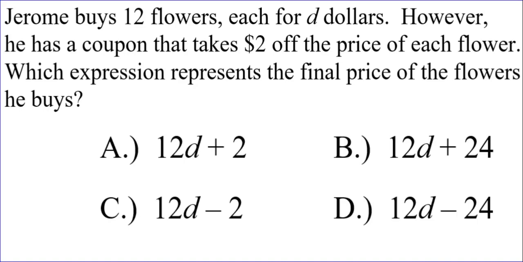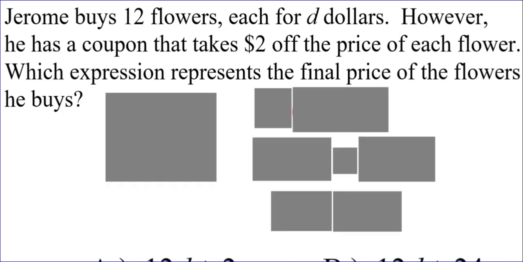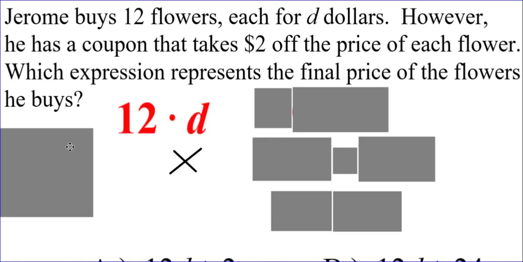Jerome buys 12 flowers, each for D dollars. However, he has a coupon that takes $2 off the price of each flower. Which expression represents the final price of the flowers he buys? Now, normally you would think that if he's buying 12 flowers each for D dollars, you would take 12 times D. But here's the deal. We saw that he has a $2 off coupon for each flower. That's $2 off the price of each flower. So we're not just taking 12 times D. We're going to have to take 12 times D with $2 off.